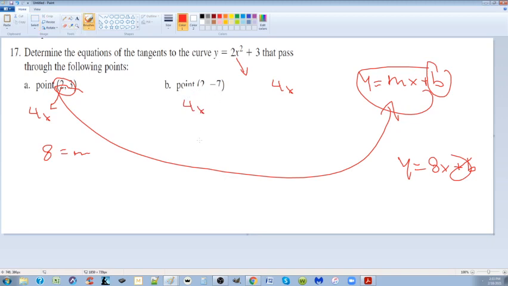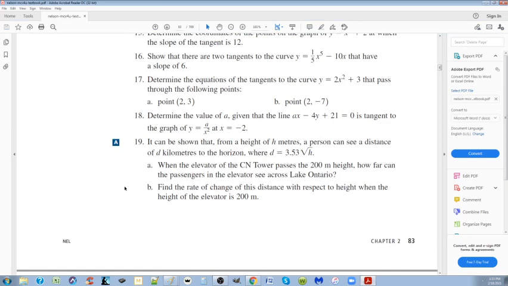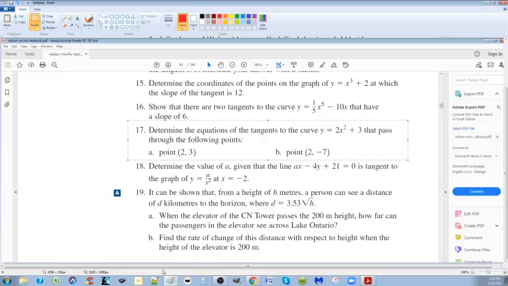So this one, the slope is still 8. And this time, though, you've got to use these points in the formula. Not going to do it. That's child's play. 18.